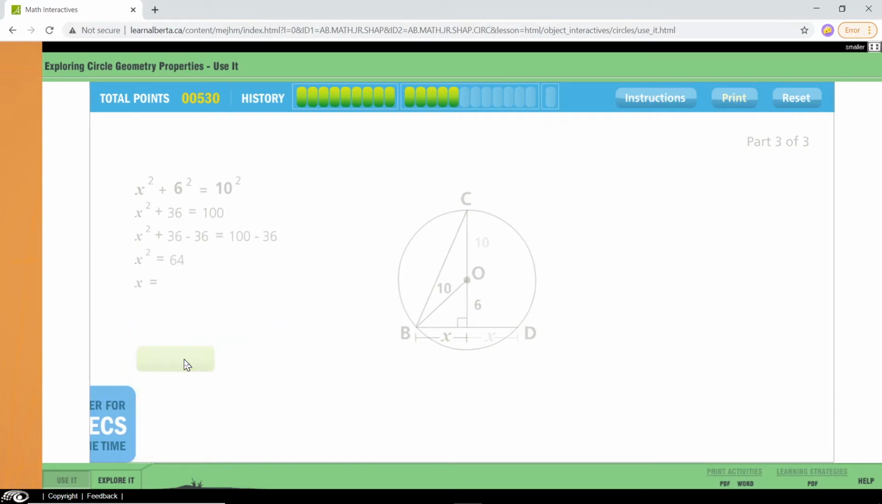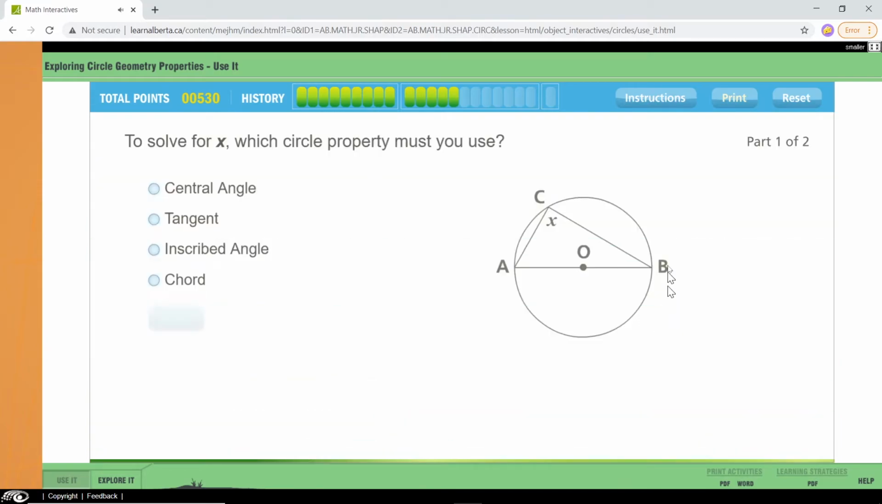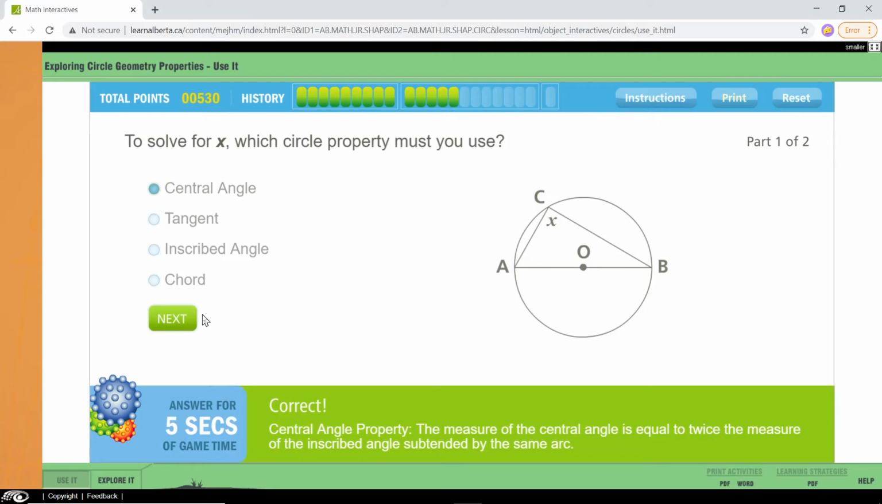Okay, next we continue. Pick any circle. Okay, to solve for x, which circle property must you use? So I can see here, since there is a point here, we assume it's the central angle. Why? Because the measure of the central angle is equal to twice the measure of the inscribed angle subtended by the same arc.